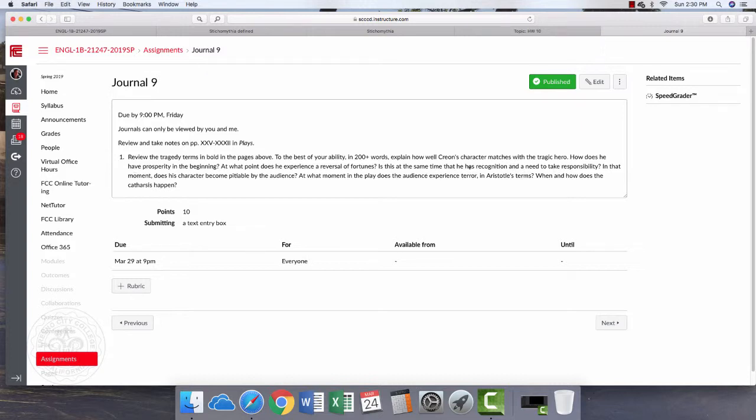And in that moment that he recognizes and takes responsibility, would you say that his character becomes pitiable by the audience? Does the audience experience pity for Creon? Okay. At what moment in the play does the audience experience terror, as defined by Aristotle, right? In Aristotle's terms, when does the audience feel terror? Okay. When and how does the catharsis happen?